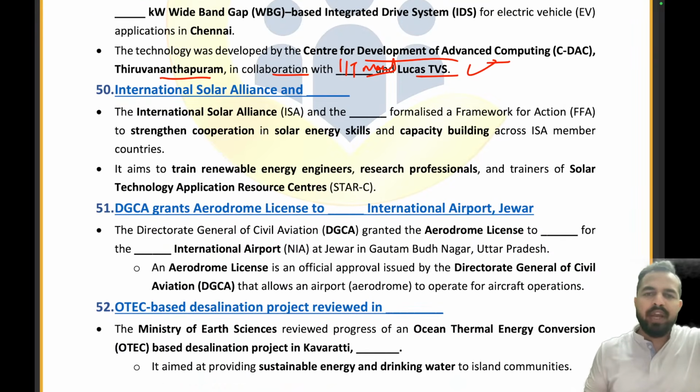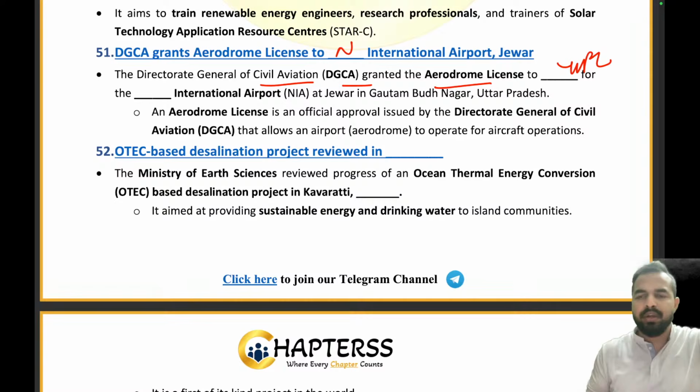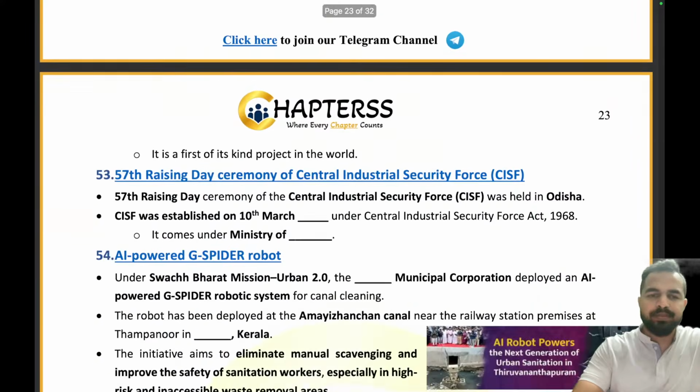Now International Solar Alliance and IIT Delhi have formalized a framework for action to strengthen cooperation in the solar energy skills. DGCA grants aerodrome license to the Noida International Airport in Jewar. The Director General of Civil Aviation granted the aerodrome license to the Yamuna International Airport Private Limited for Noida International Airport. OTEC based desalination project is reviewed in Kavaratti, Lakshadweep. What is the OTEC? Ocean Thermal Energy Conversion based desalination project.